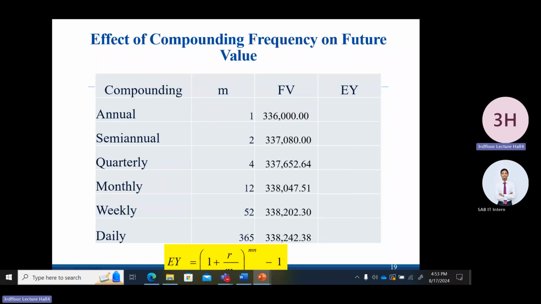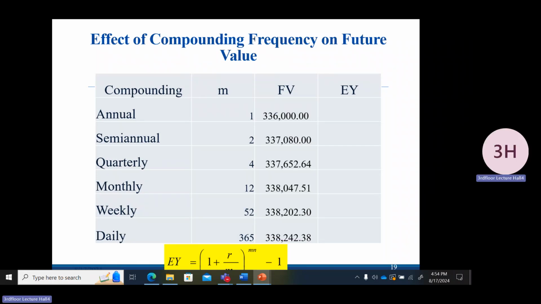So you can check your answers. Once you finish, you can check your answers. These are the values at the end of year one for the different compounding frequencies. You can see semi-annual, we did it. Quarterly means compounding four times a year. Monthly, 12 times. Weekly, 52 times. Daily, 365. You get this answer? Right.